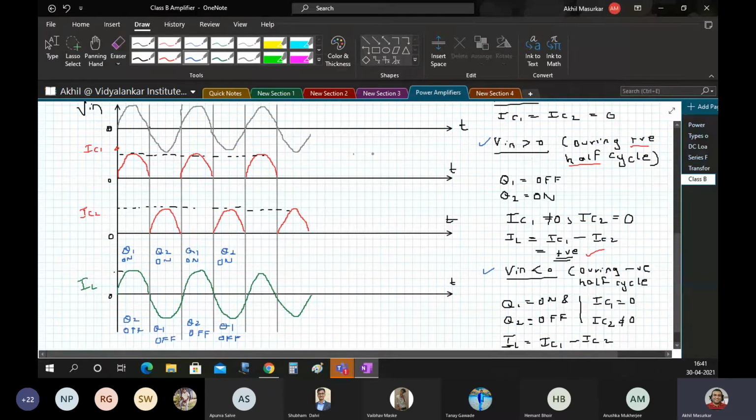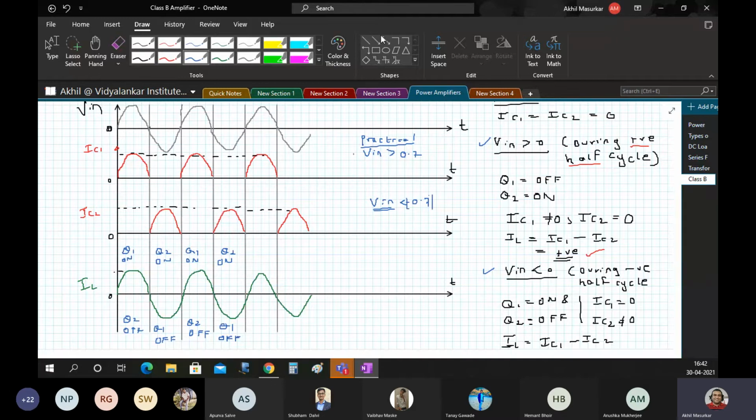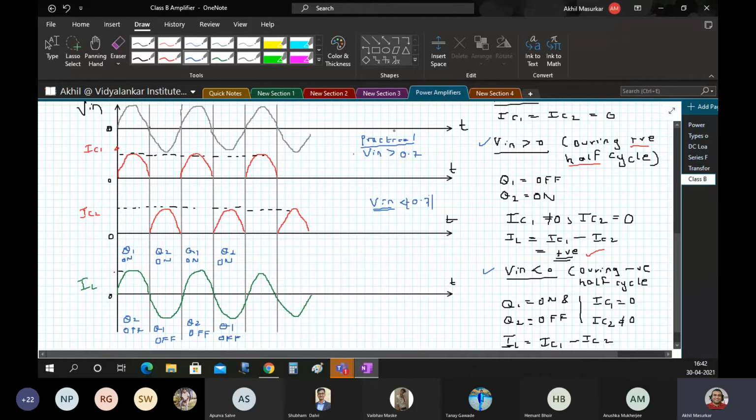Actually, in a practical case, Vin should be greater than 0.7, and for the other case, Vin should be less than -0.7. So this is my modification of this. That is the most important thing here, and that causes crossover distortion.